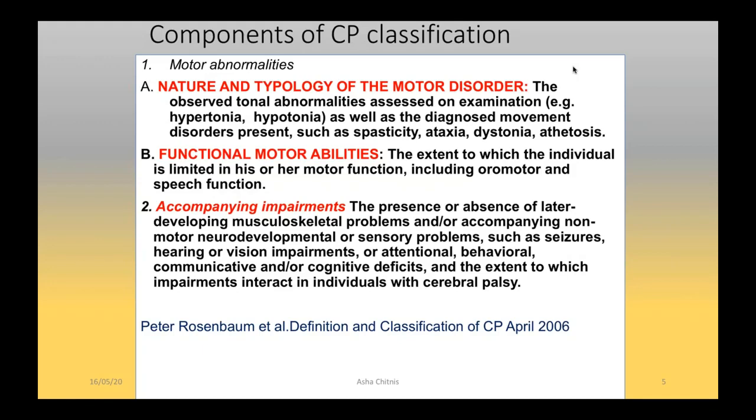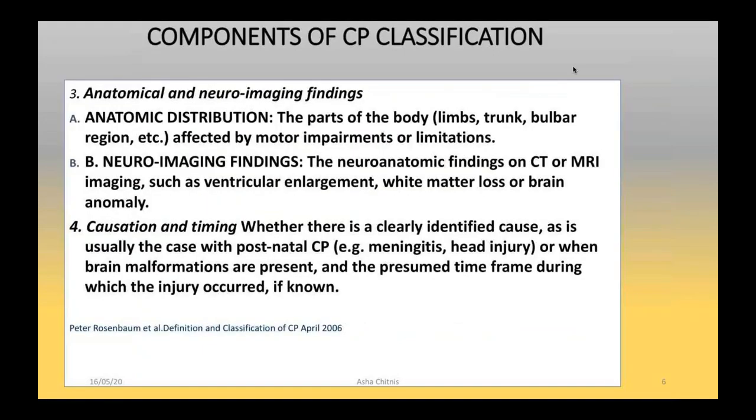And also look at neurological elements. Not that we need them, but at least to understand them. And also look at anatomical distribution in the sense of quadriplegia, hemiplegia, tetraplegia. And then you need to also find out the timing of the damage: prenatal, postnatal, or perinatal. Very, very important.